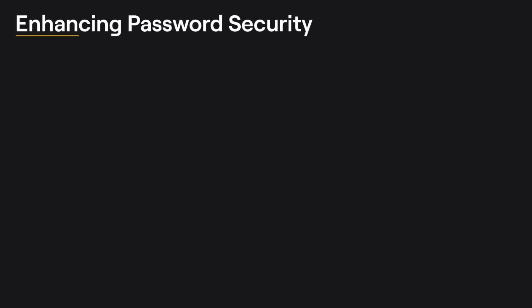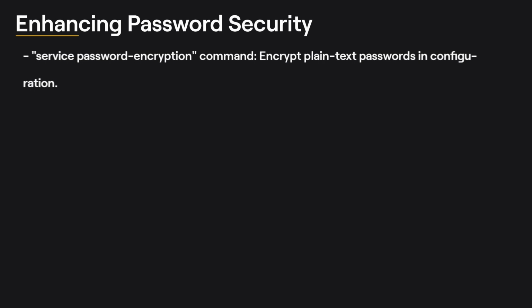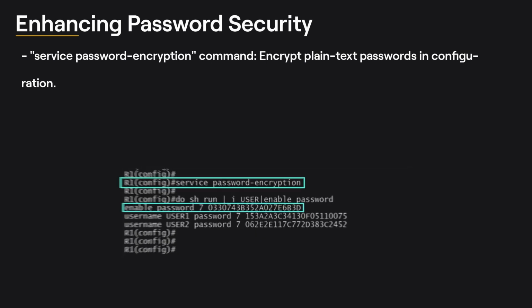So, we're in global configuration mode, and we want to enhance the security of our password. We can achieve this by using the Service Password Encryption command. When this command is entered, it encrypts any plain text passwords in the configuration file. This means that even if someone views the configuration file, they won't be able to easily determine the actual passwords. Let's see how it works.